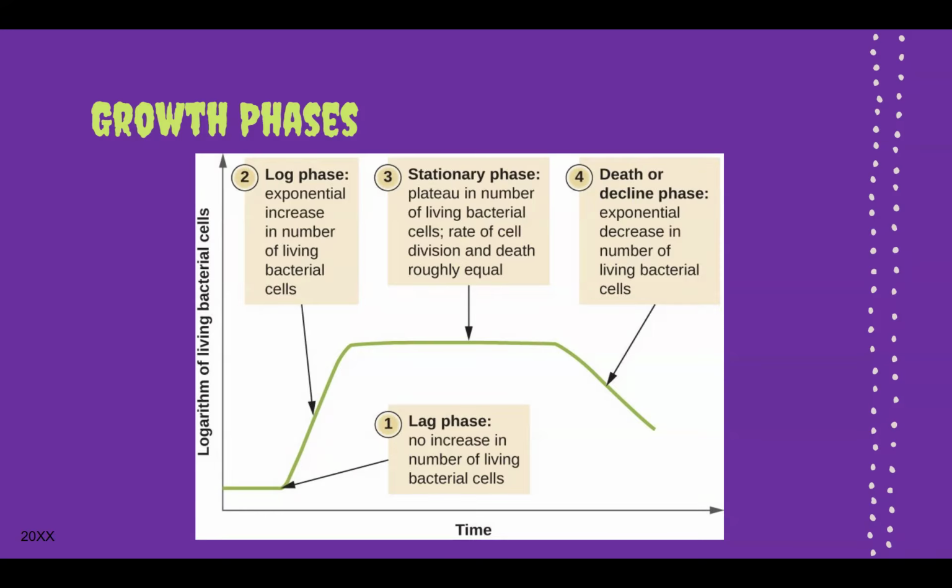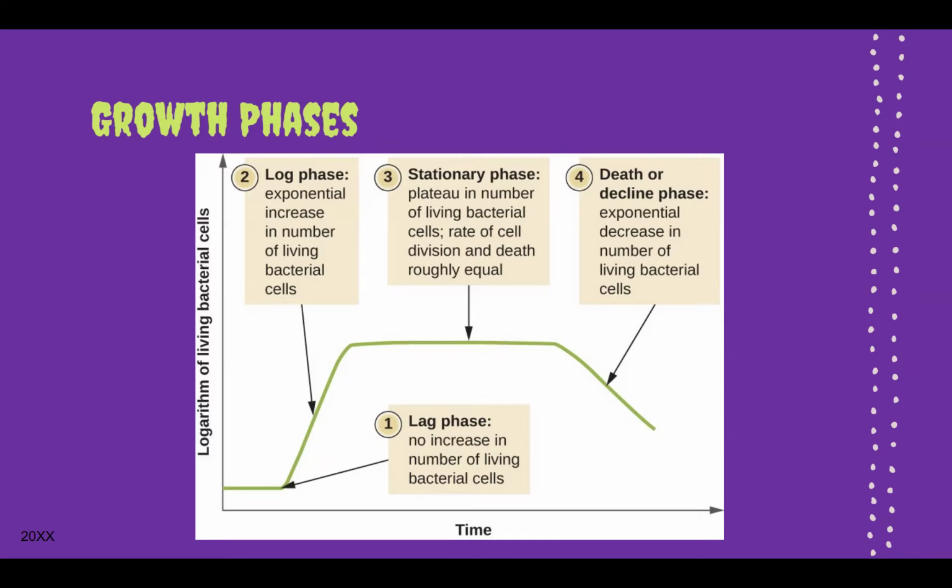So the lag phase is basically when your microbe may have just been introduced into your body. It is starting to multiply, but it's not multiplying all that quickly. One cell to two cells, two to four, four to eight, eight to 16, etc. It's a very slow start to the process.